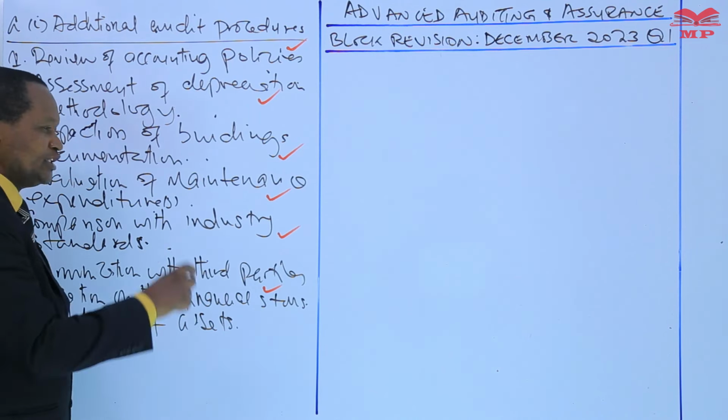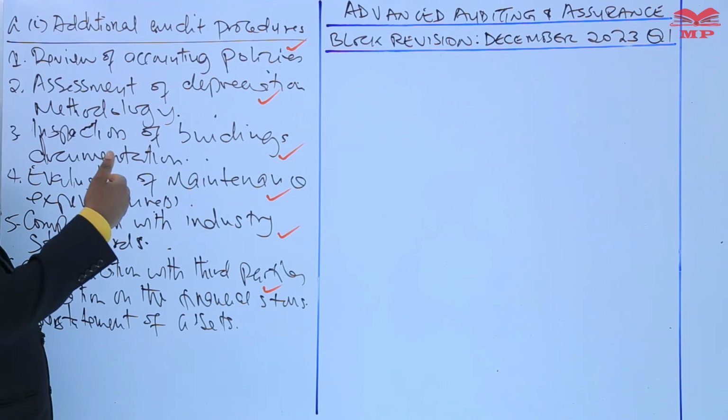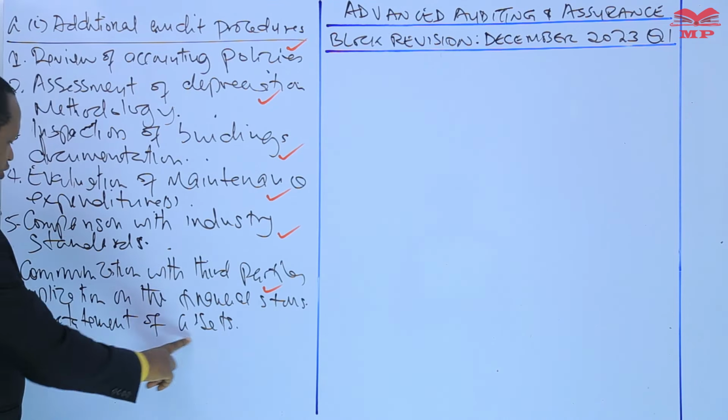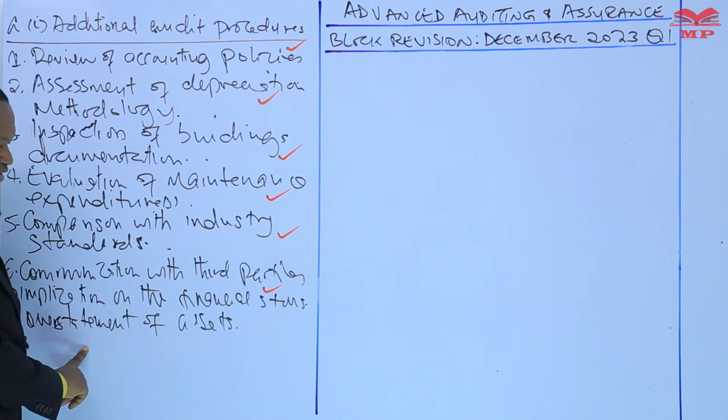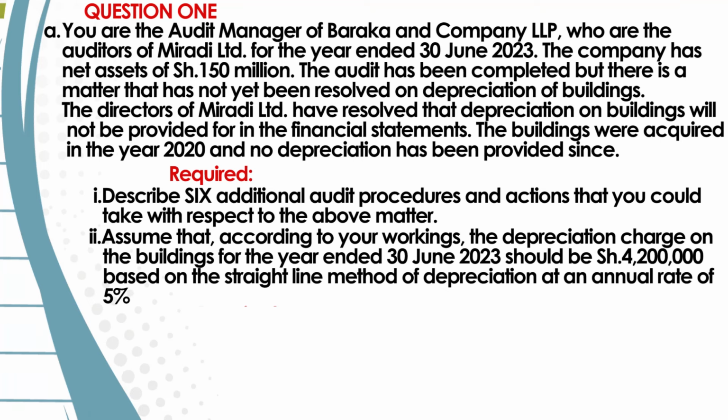So ideally, depreciation is to reduce the cost of the building. But if depreciation is not charged, then the assets will be overstated. We read from this question that the company has a net asset of 150 million. This is the total value of assets. That tells you that the value of 150 million is overstated because the company does not provide for depreciation.